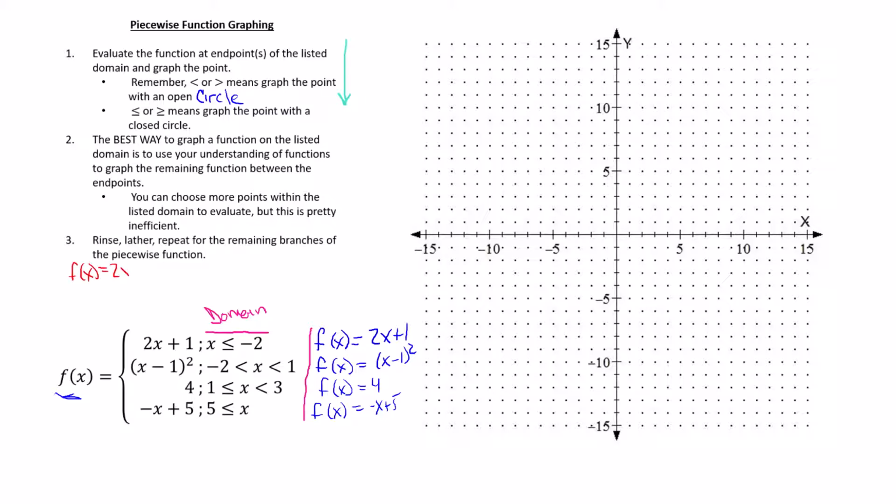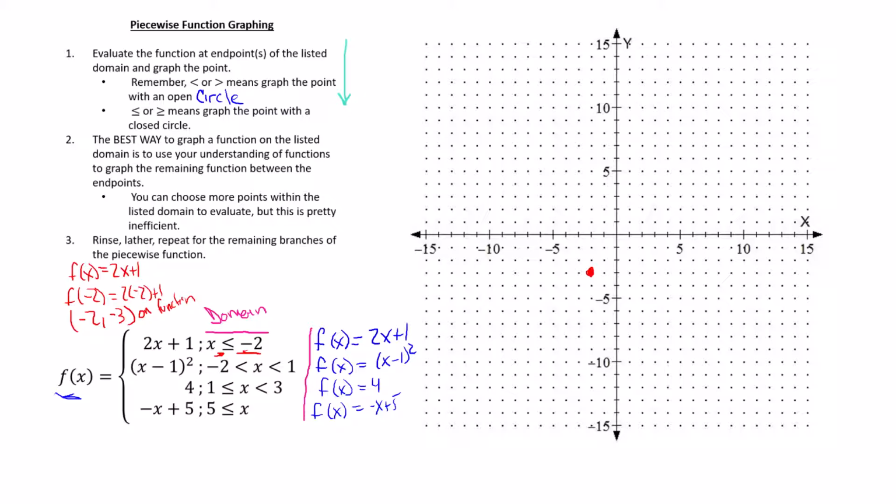equals 2x plus 1. So we want to evaluate it at the endpoint at negative 2. So f of negative 2 would equal 2 times negative 2 plus 1, which is going to give us negative 3. So this lets us know that the point (negative 2, negative 3) is on the function, or that's what it's approaching. Now, because we have a less than or equal to sign, it means that this point, (negative 2, negative 3), is actually on the function. So we would graph that with a closed circle.